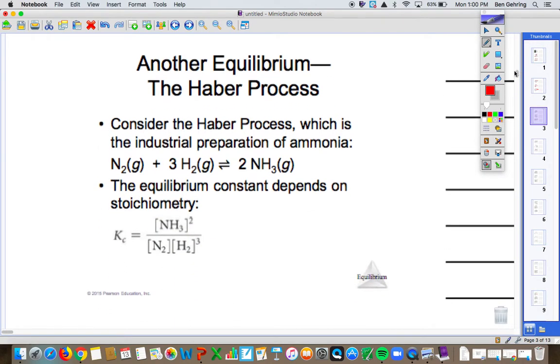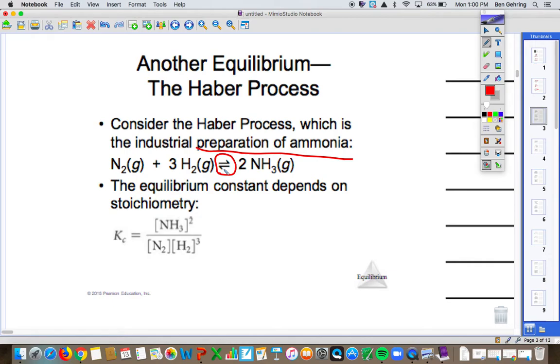One place we see this is called the Haber process, and the Haber process is specifically for ammonia. This is how we prepare ammonia and how ammonia is created and used. What happens here is you take nitrogen gas and add it to hydrogen gas and you produce ammonia. You'll notice these lines here indicate this is a reversible reaction.